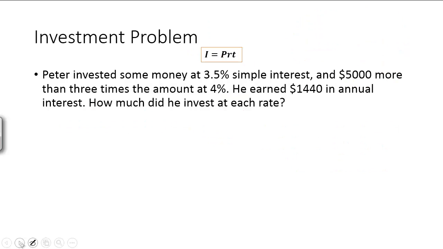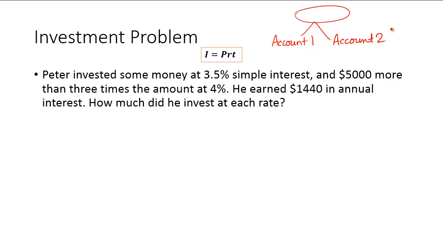You could also have investment problems. These problems often start with the total investment splitting into account 1 and account 2. Here, let's see what happens. Peter invests some money at 3.5% and $5,000 more than 3 times the amount at 4%. He earns interest on both of these, and together he gets $1,440 in the year. How much did he invest at each rate?